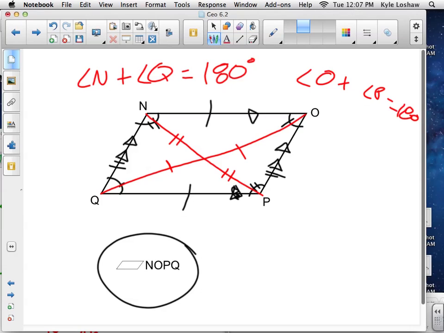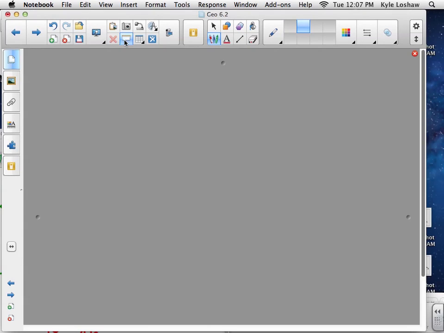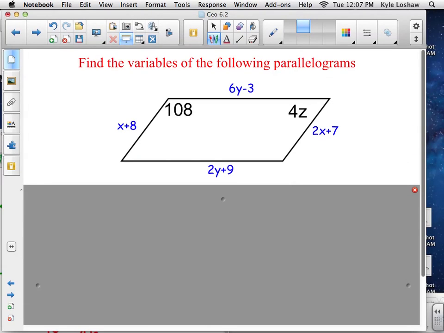Moving on. Last thing for today. What is all this stuff going on here? Find the variables of the following parallelograms. It's a tough one. I don't know the answer.